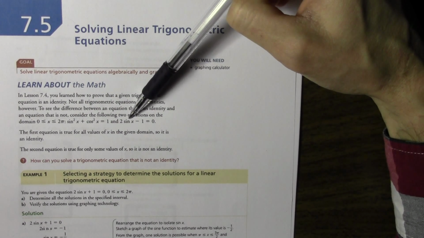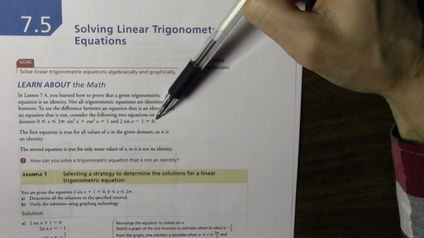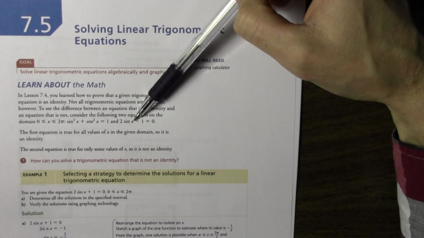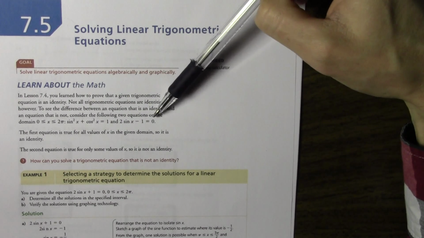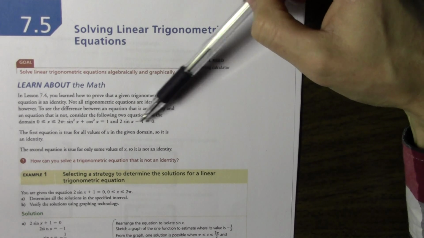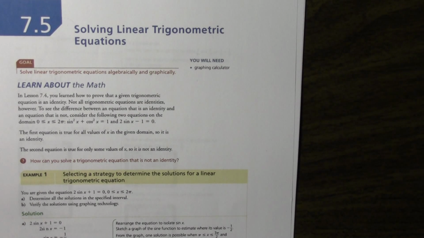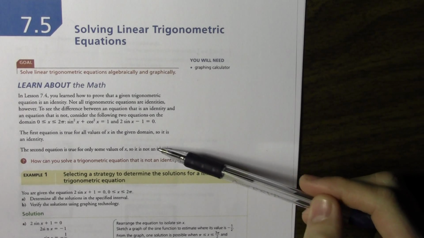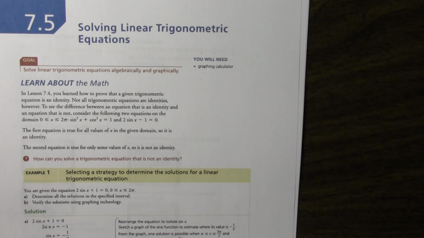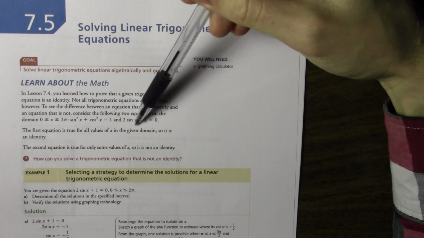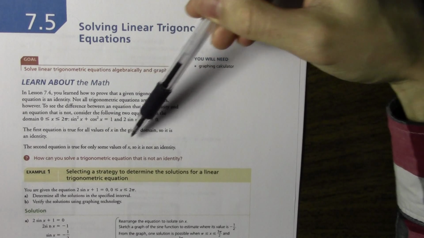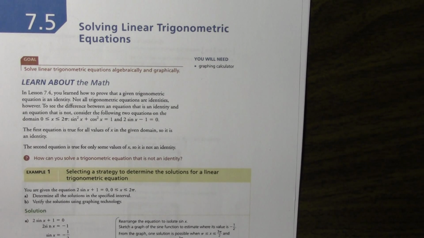So for this equation, 2 sine x minus 1 equals 0, this is not an identity because not all values of x would result in a value of 0 if we subbed in different values of x. However, just like any algebraic equation, we can still solve this for different values of x. So that's what we're going to learn about today. The first equation is true for all values of x in the given domain, so it's an identity. The second equation is true for only some values of x, so it's not an identity.